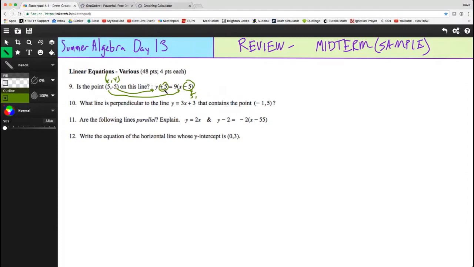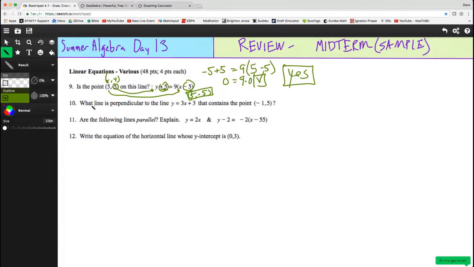I don't even have to do the math. If I did the math, though, because I forgot that this was in point-slope form, I would say, well, plugging these numbers in, I get negative 5 plus 5. Does that equal 9 times (5 minus 5)? Well, this is 0 equals 9 times 0, and I get a yes. The answer is yes.